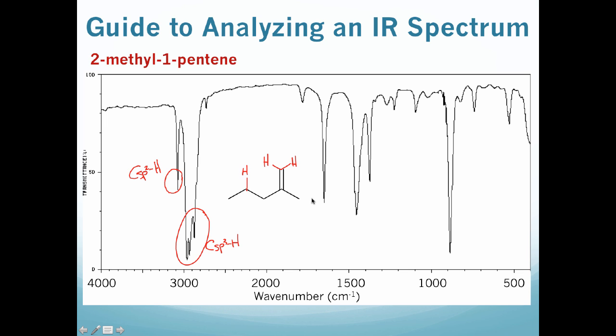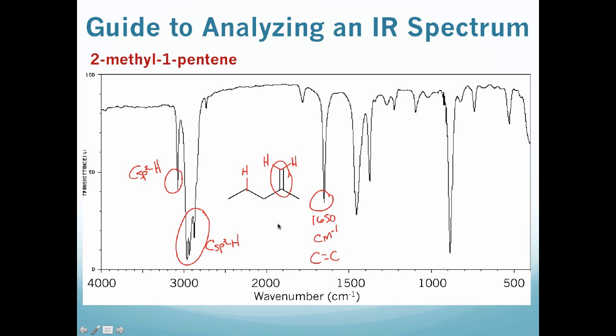Next, as we move down the spectrum, we have a pretty distinct signal right around 1650 wave numbers. And that is the carbon-carbon double bond stretch. So that's what corresponds to this carbon-carbon double bond.